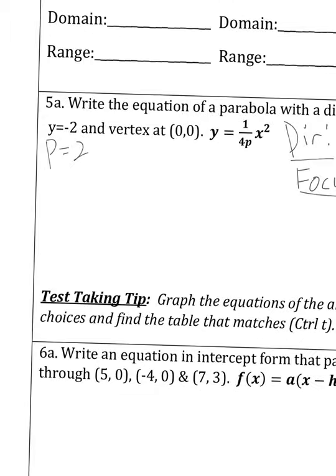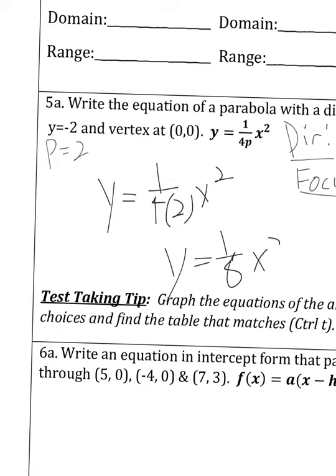So I'm going to do, and then it doesn't matter that the vertex is at the origin, because it's not going to be any letters in here. So y equals 1 over 4 times 2 x squared. So it must be y equals 1 over 8 x squared.